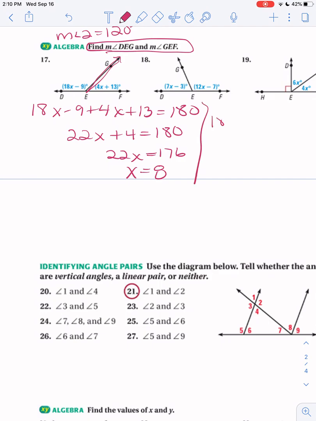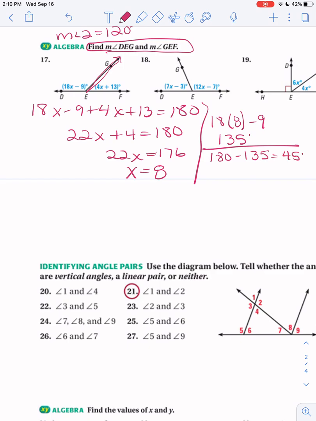So I'm going to take 18 times 8 and subtract 9. I'll use a calculator for that. 18 times 8 minus 9 would give us an angle of 135 degrees. We know that the two together have to equal 180, so that would mean our other angle is 180 degrees minus 135, or 45 degrees.